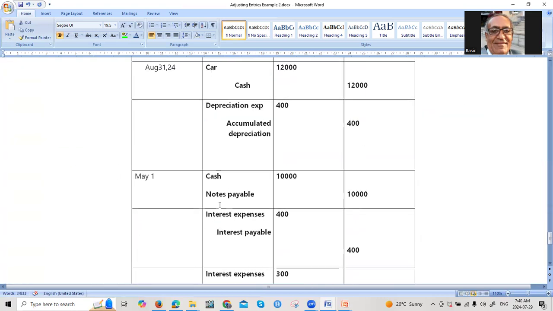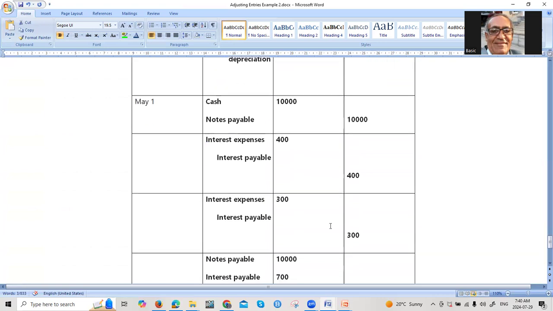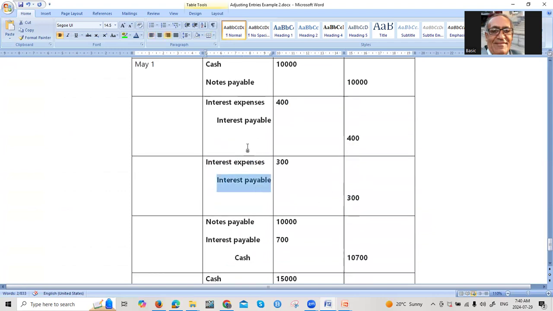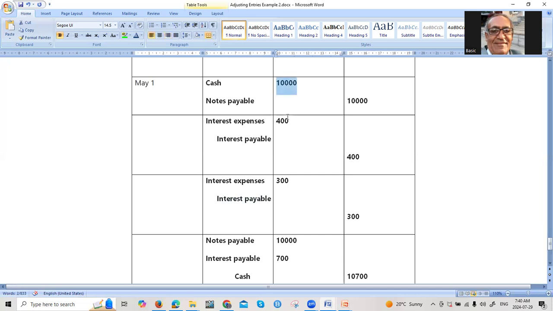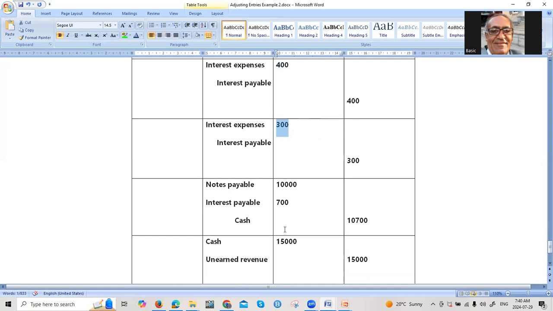So first of all here, we will do the same thing we did for the first 4 months, but now for 6 months. We will do it again for the next period. So we'll say interest expense into interest payable with $300. That means now I have 10,000 plus 400 plus 300. That means that all of them will equal 10,700.